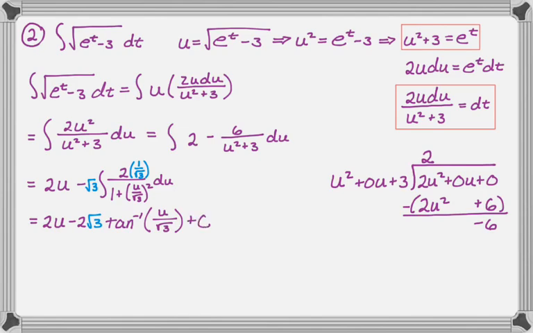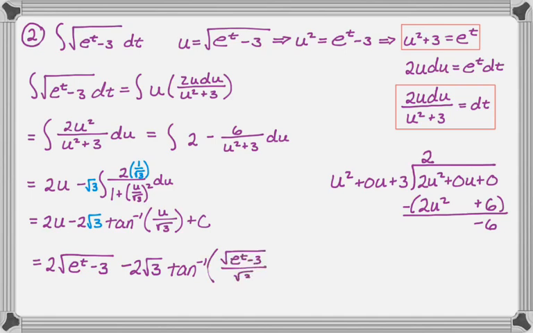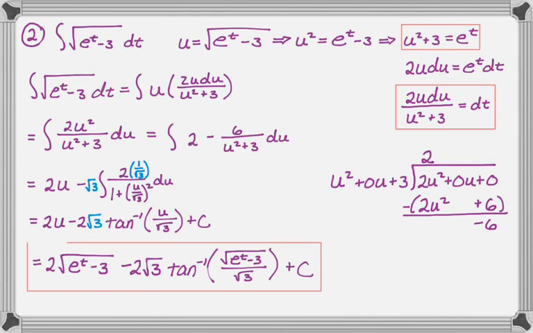And now we just replace u with radical e to the t minus 3. So we get something that looks like this. And this is not going to clean up at all, so this is it. There, and then plus c. There you go. All right, let's take a look at another problem.